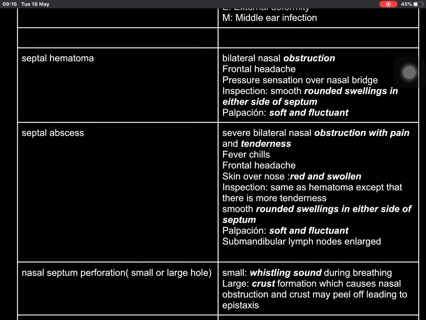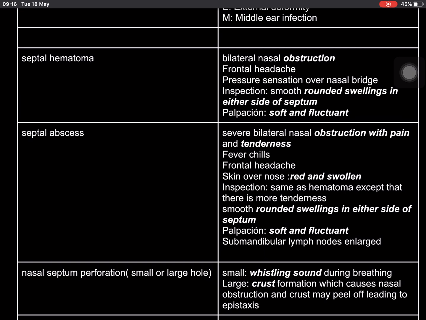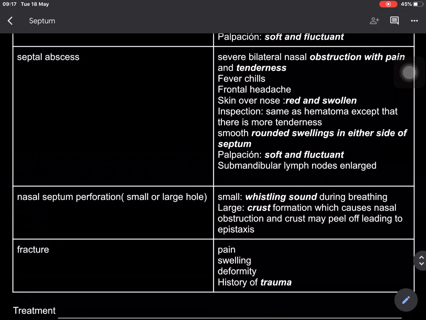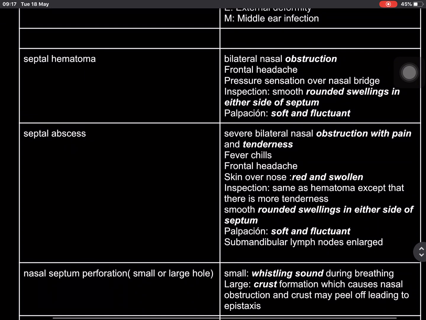Septal abscess, almost the same thing, except that there is a lot of pain and a lot of tenderness along with fever and chills. Skin over the nose is red and swollen, and inspection is the same as hematoma, except that there is more tenderness and there's smooth rounded swelling on either side of the septum. Palpation is soft and fluctuant. There are three differences between septal hematoma and septal abscess. Inspection is going to be the same, okay? Soft and fluctuant swelling, rounded swelling on either side of the septum. The one main difference is clinically, there's going to be a lot of pain in the abscess, number one. Second is systemic signs will be there, fever, chills.